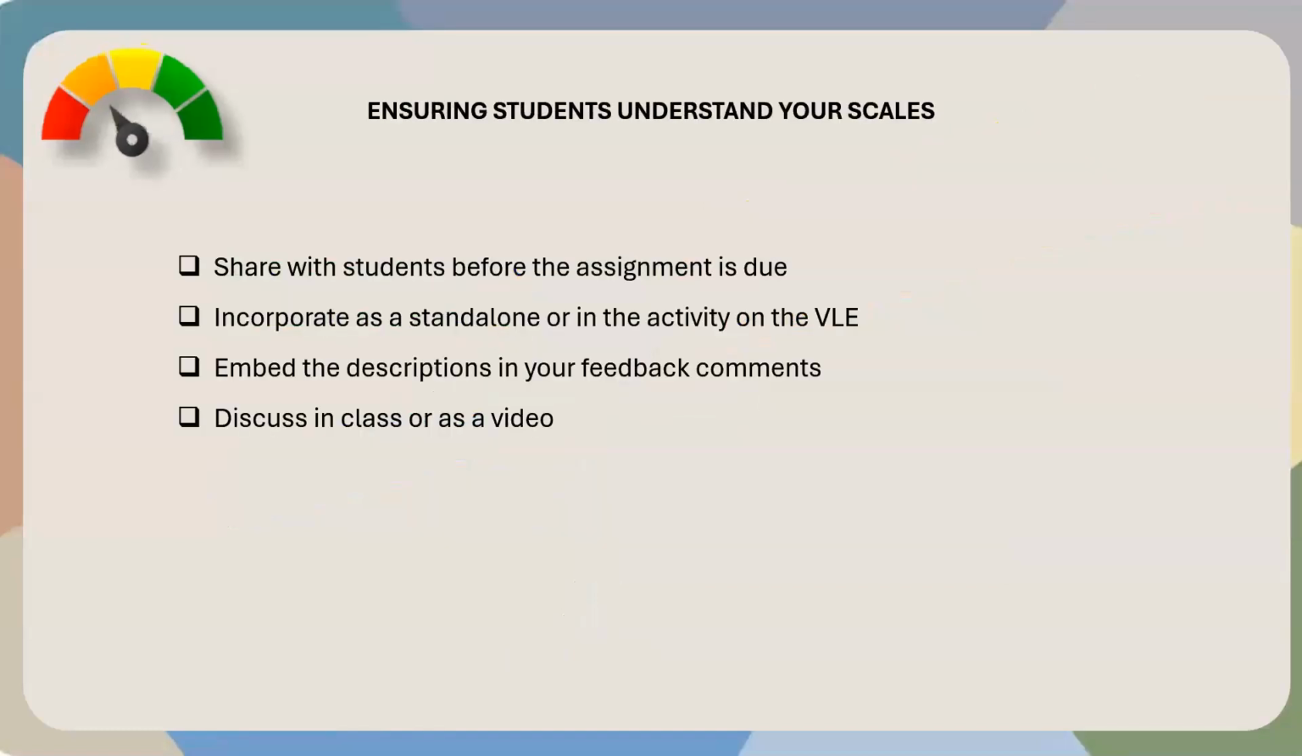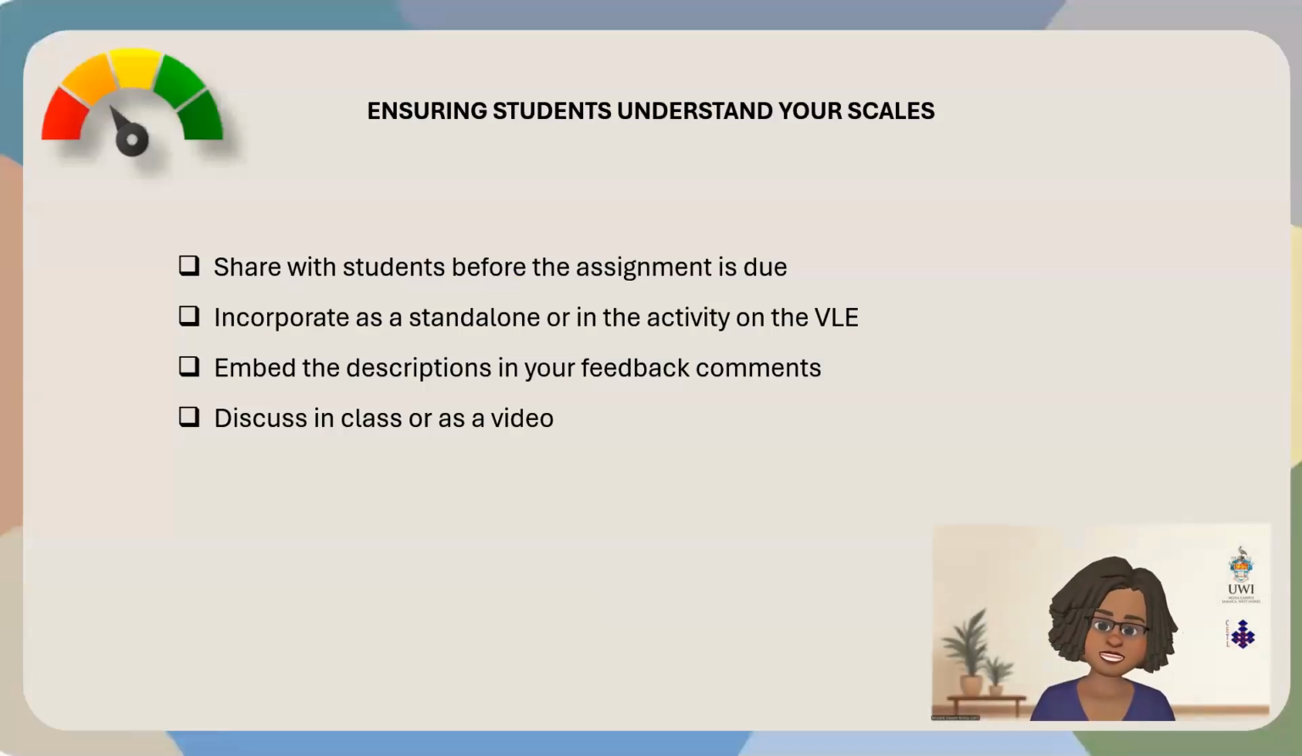Now, because our students don't see the description, we have to be a little bit strategic about how exactly the students see the description. There are several ways that we can do so. We can share it with the students before the assignment is due. How do we do that? We can add it to our syllabus, or we can put it in the course outline, or we can put it on the Moodle page, and we can call it something like grading criteria.